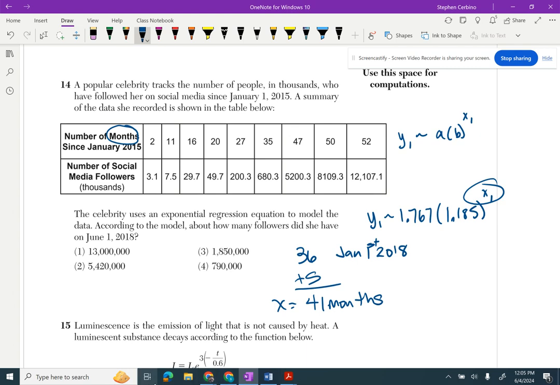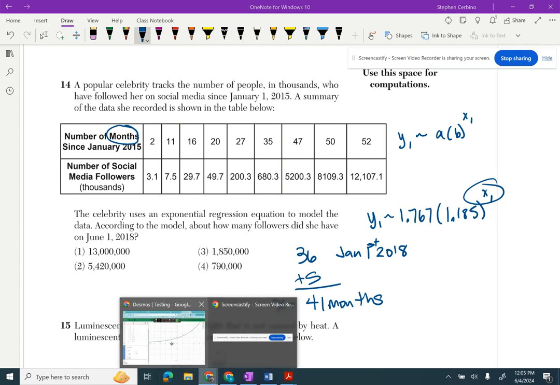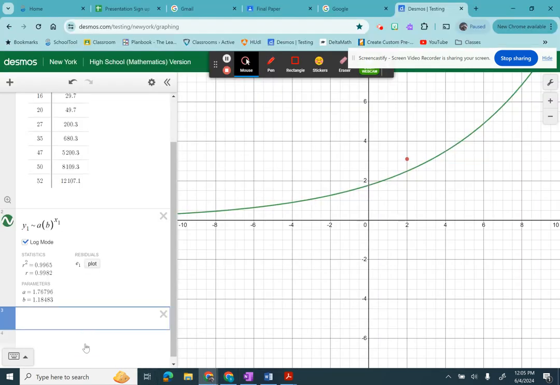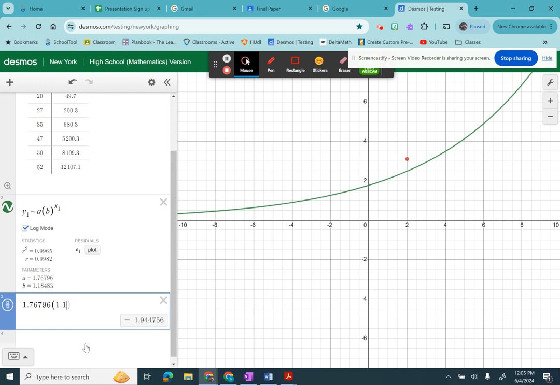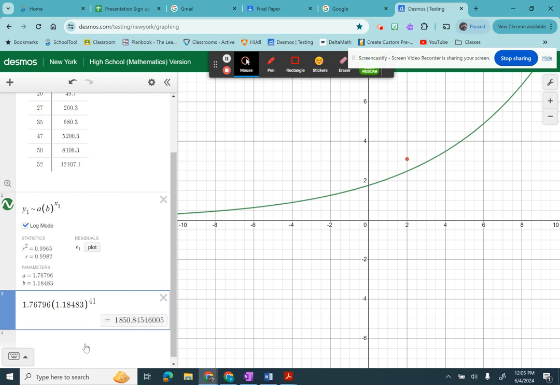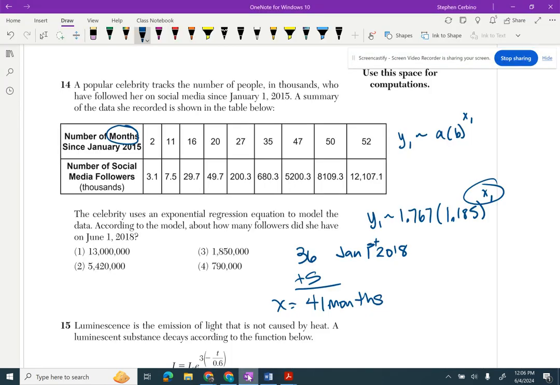So if I go back to Desmos, I can make my equation and just say 1.76796. We can even round a little bit more since we have the number right in front of us, be as accurate as we can. 1.18483, and raise that to the 41st month. And we would have 1850.5. Now you have to remember that this answer is in thousands.